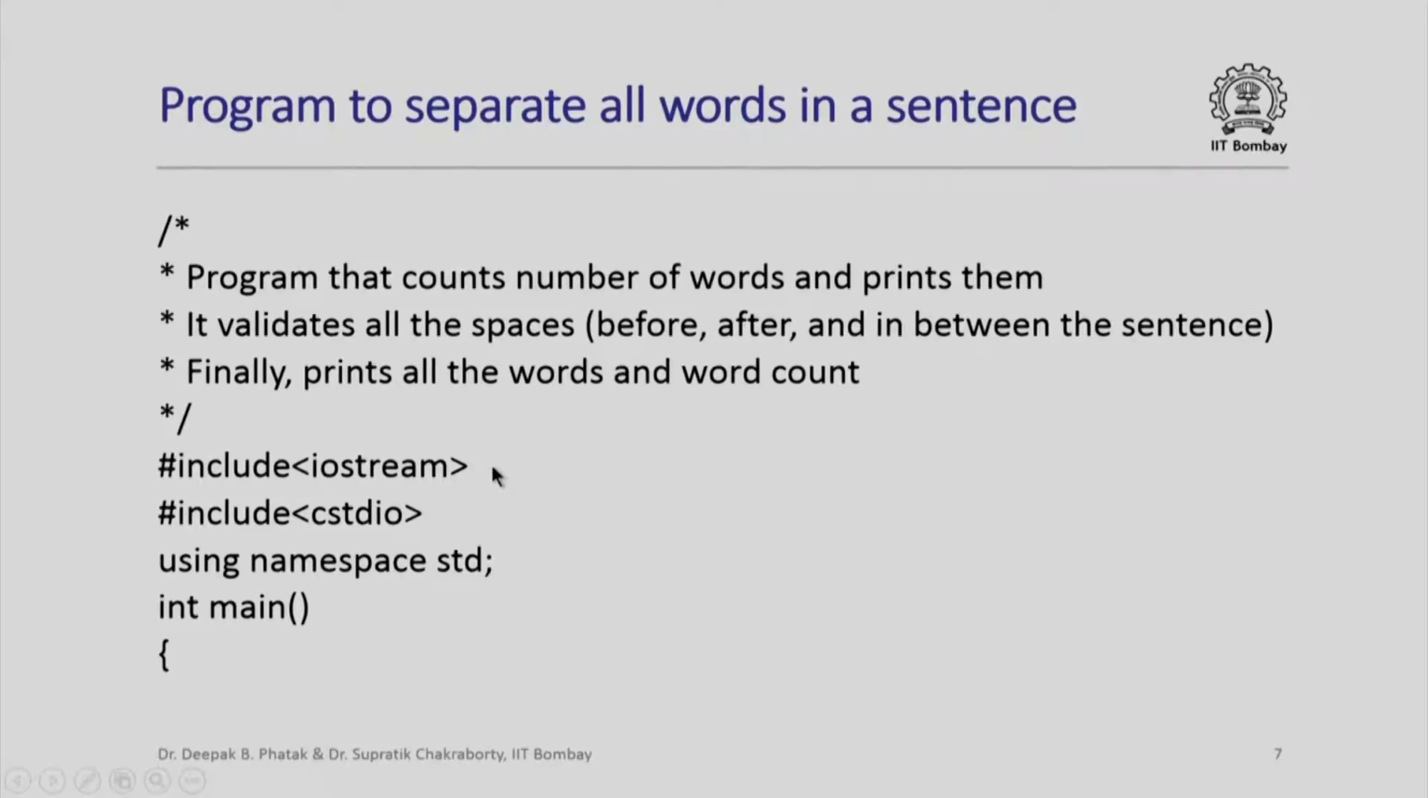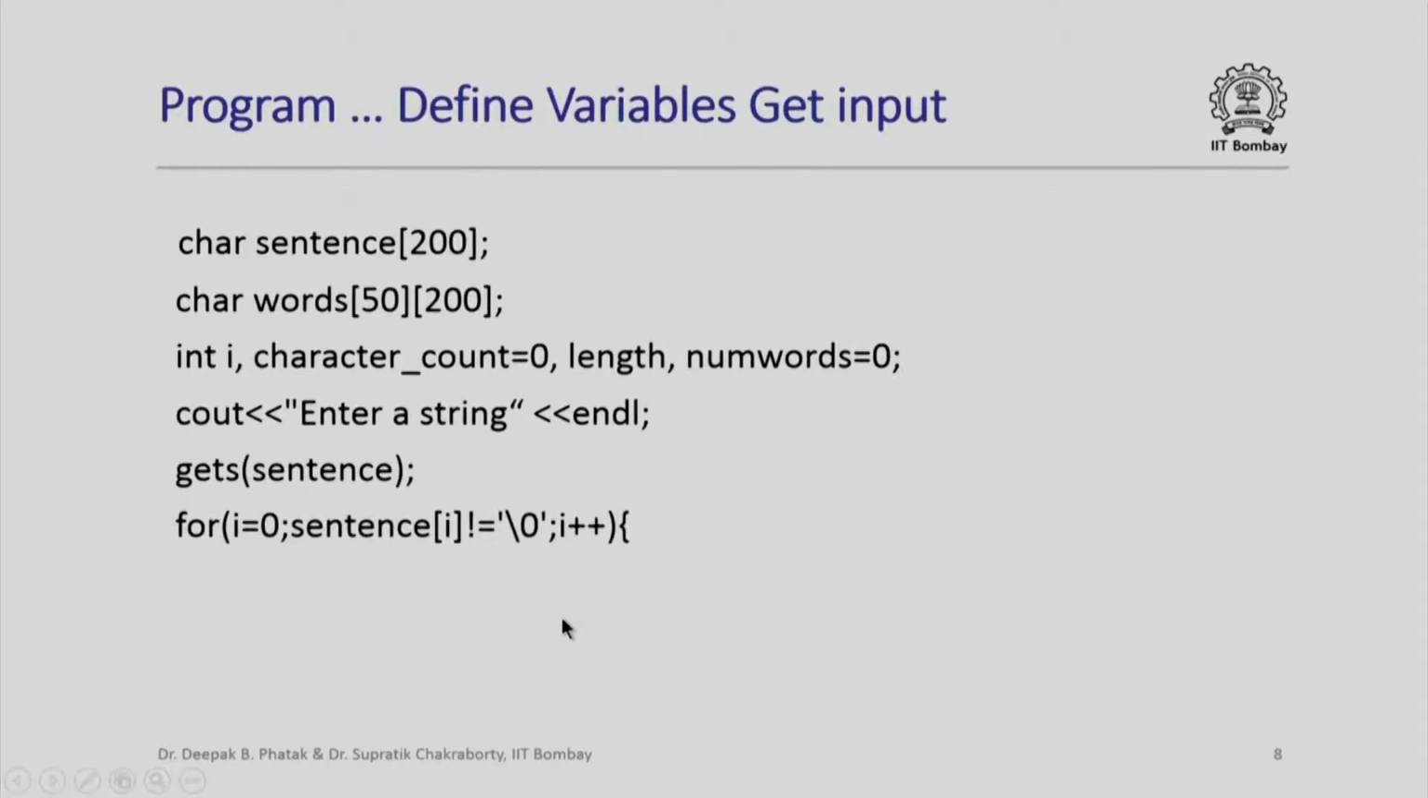These are merely standard initial declarations of include statements, namespace and integer main function. We define variables and get the input. The variables are sentence, which is one single sentence char array, the words matrix, which is 50 rows by 200 columns, int i is the index which we will use for scanning the sentence, character count is the count within each word, and num words is the number of words and that is set to 0 to begin with.